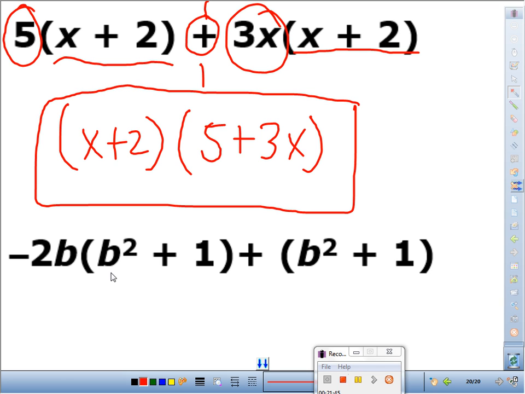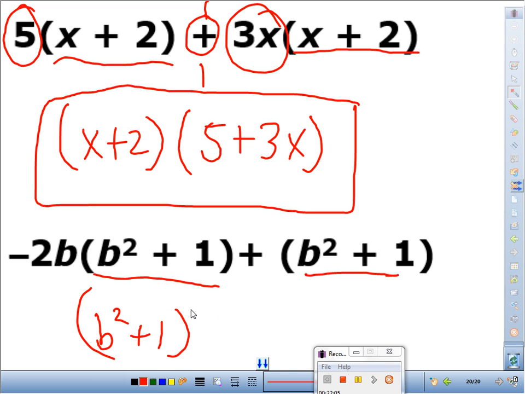See if we can do B together. What is common for this term and this term? B squared plus 1, which is this one and this one. What's left over for this term? Negative 2b plus, what's left over here? 1. Those are my factors.